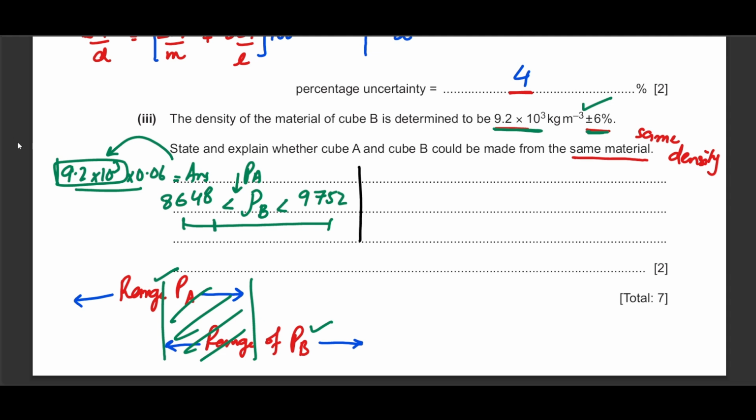So we can say that since the ranges overlap, or since the value of density of A falls in the range of the density of B, they are made of the same material. So we can conclude that they are made of the same material. But you need to give a mathematical support to your conclusion.